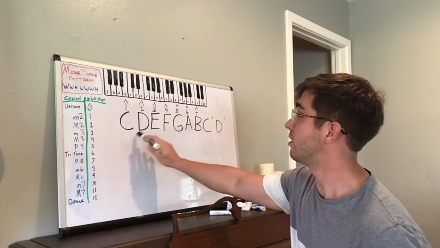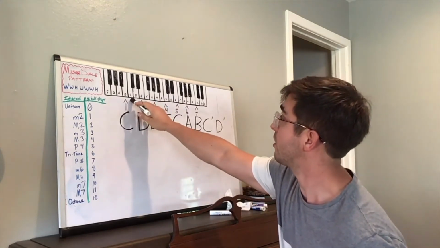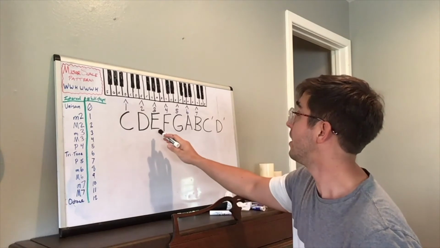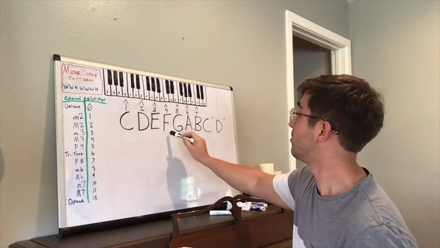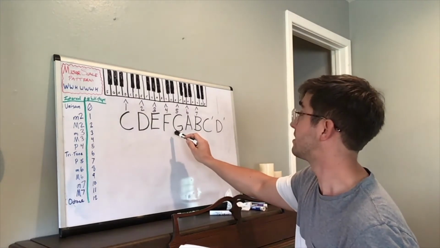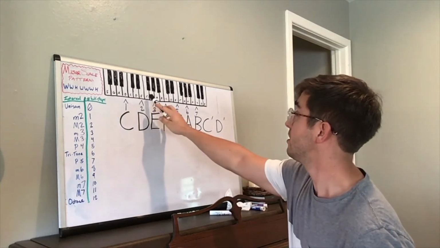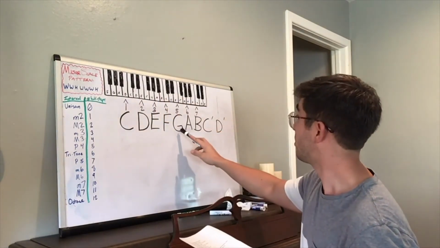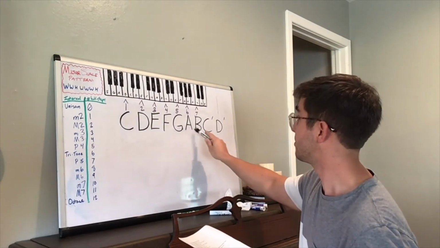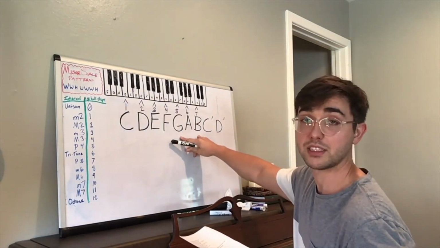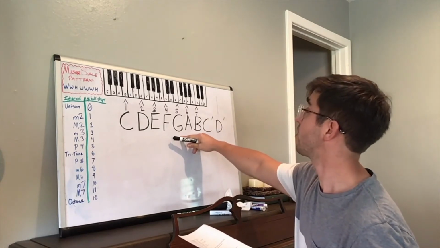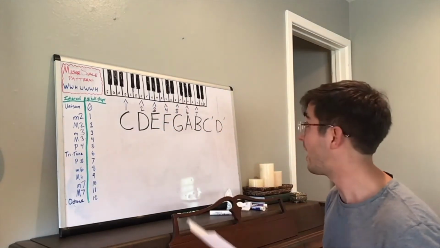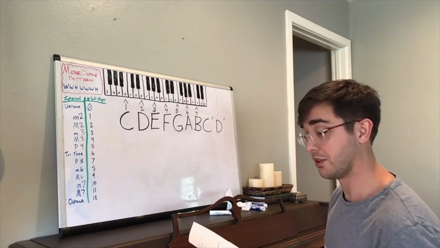C to E, 1, 2, 3, that's a third. And then look up here, we have 1, 2, 3, 4 half steps, and that's a major third. Then at F, we have 1, 2, 3. That's a third, and we have 1, 2, 3, 4 half steps. So there's one more, and that's G. 1, 2, 3. G up a third is G to B, and the quality of that, we have 1, 2, 3, 4 half steps, and so that is a major third.